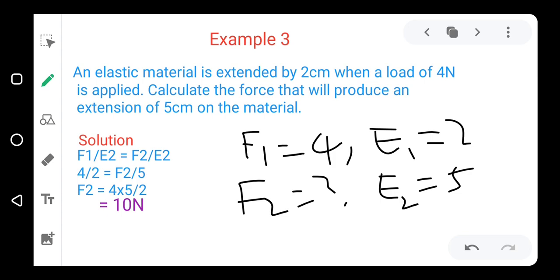So we just use the second formula and put everything where it's supposed to be, and we have F1 over E1 is equal to F2 over E2, and that means F1 is 4 over extension 1 is 2, is equal to F2, which is what we are looking for, over extension 2, which is 5. And if you make F2, the one we are looking for, the subject of this formula, we have that F2 is equal to 4 times 5 over 2, and that gives us 10 as the answer. So from this second equation, we get it because we have different forces and different extensions.